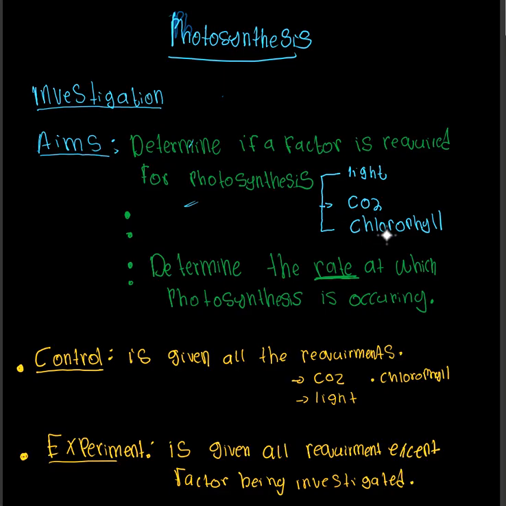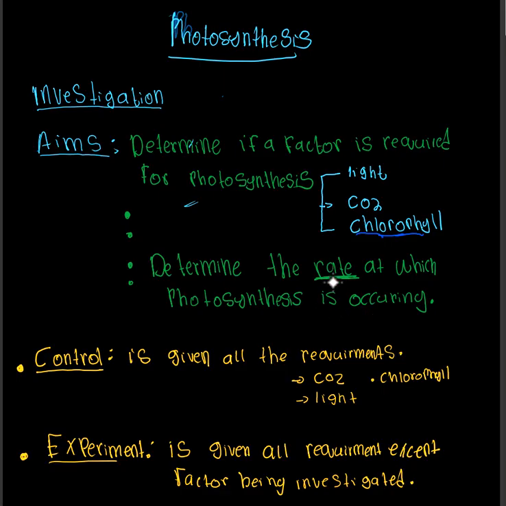For photosynthesis. Remember, chlorophyll is the green pigment. It's the one that gives the leaves a green color. So we're going to determine if it is required for photosynthesis or if it is not required. We're also going to determine the rate at which photosynthesis is occurring.